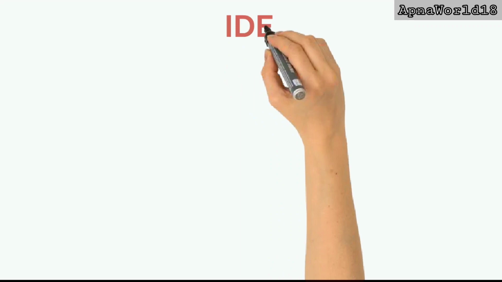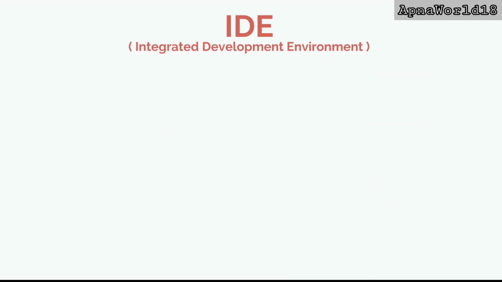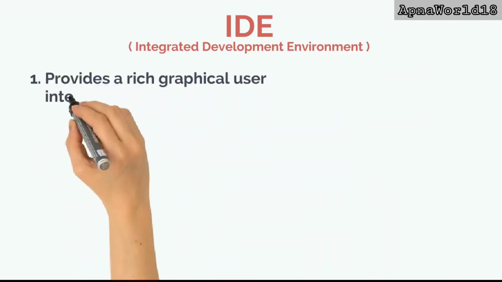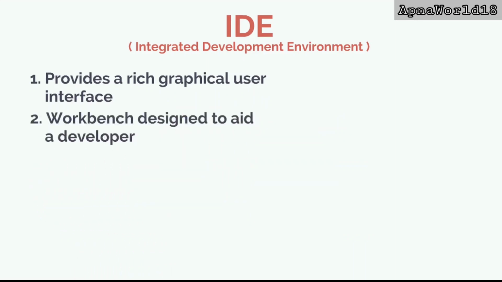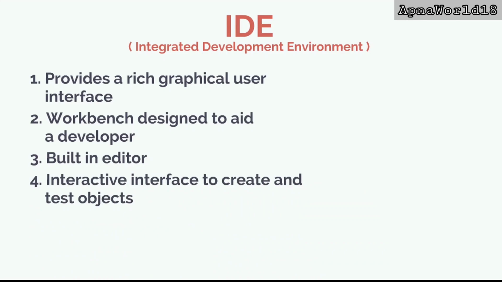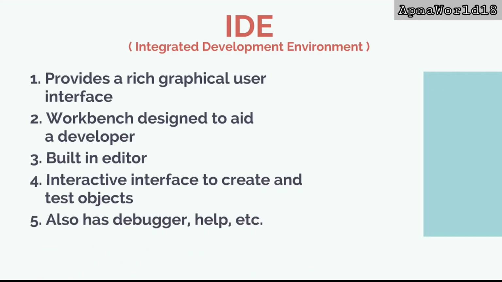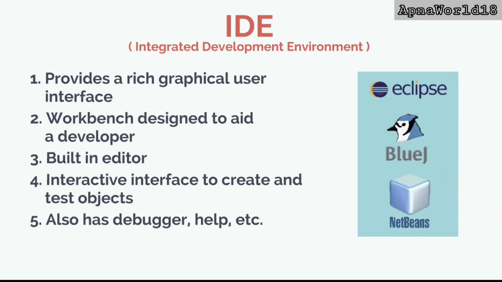Most programmers also opt to have an IDE, or integrated development environment, to improve productivity. An IDE provides a rich graphical user interface-based workbench designed to aid a developer. It has a built-in editor and interactive interface to create and test objects. It also has a debugger, help, etc. integrated with the IDE. Popular IDEs are Eclipse, BlueJ, NetBeans, etc.